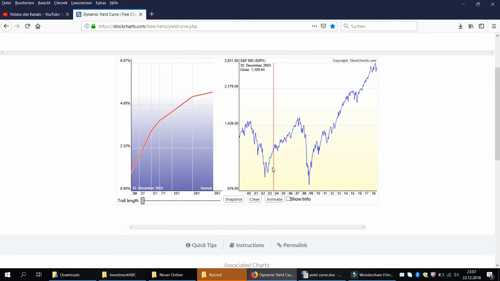Right now we are very close to the inversion. I think this is till the 21st of December. And we can see that the 2-year and 10-year treasuries, the spread is not too far apart from each other. So at some point, maybe in the next few months, complete inversion is happening, and we should be very, very careful about that.